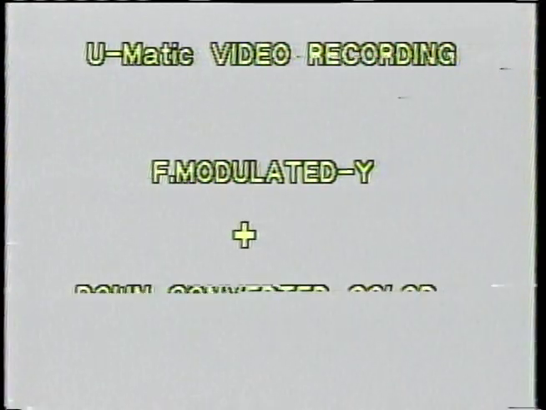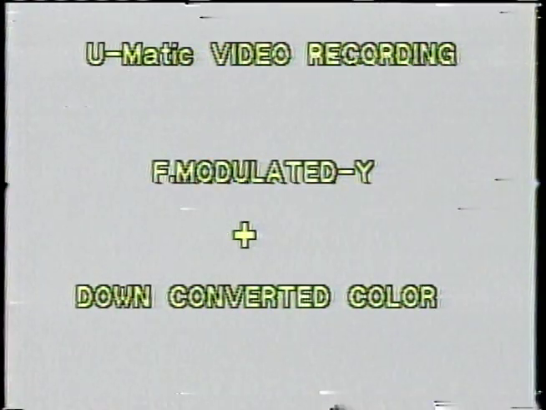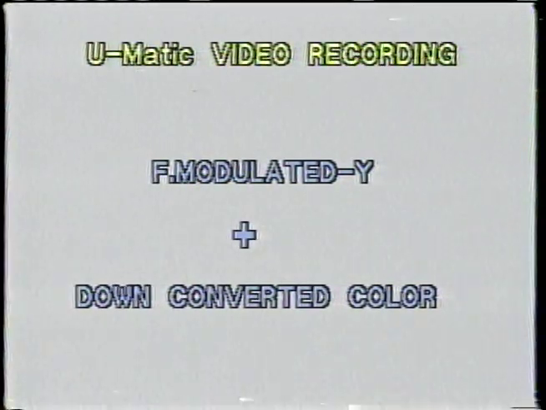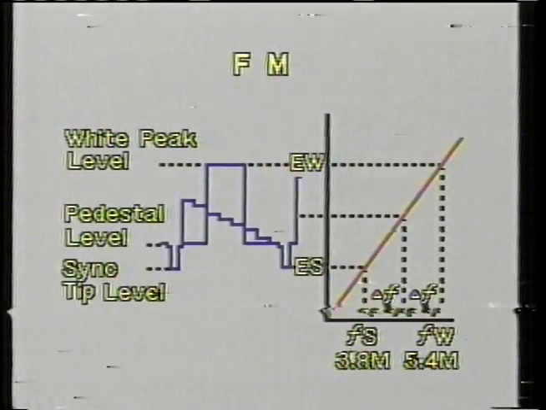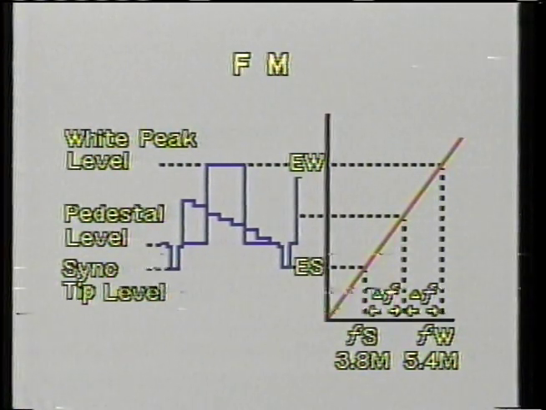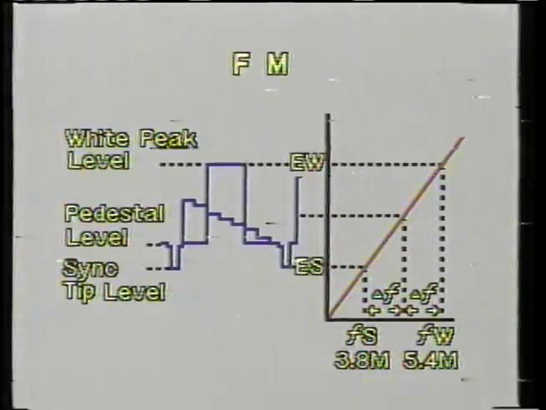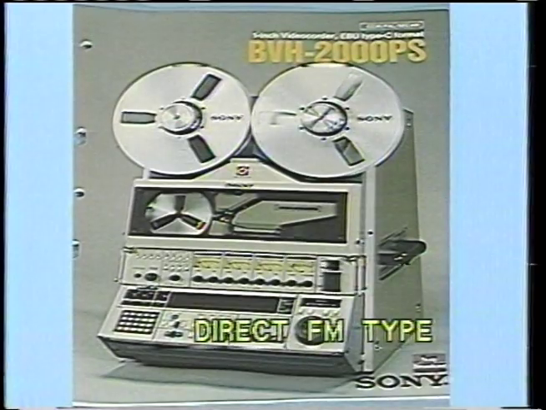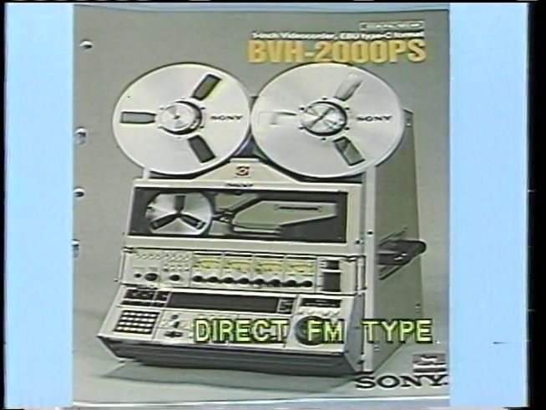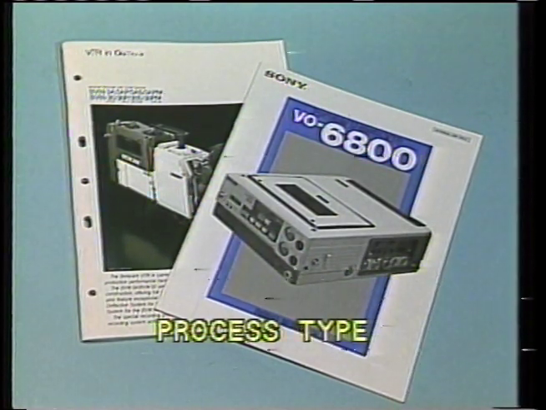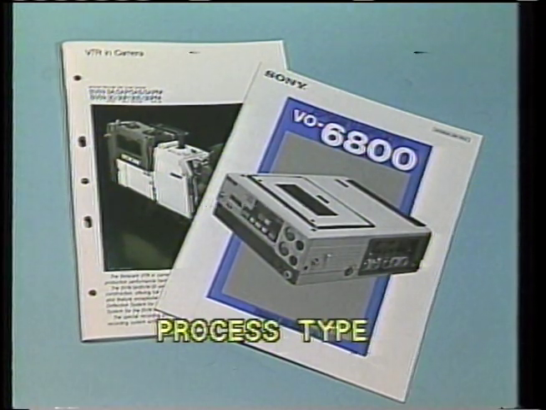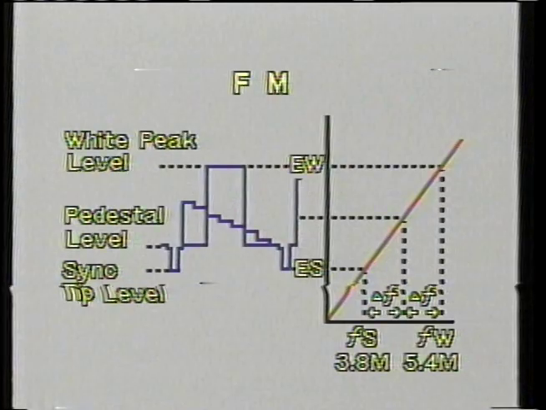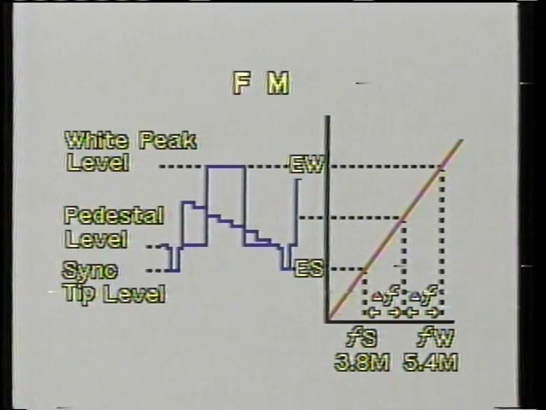As mentioned before, a different process is used to record video signals than is used to record audio signals. In the U-Matic system, the F-modulated Y system is combined with a down-converted color system. The following is a description of these systems. One of two frequency modulation systems is used to record video signals on magnetic tape. The direct FM method modulates composite video signals as they are input. The YFM method divides the video signal into Y and chroma signals, uses frequency modulation on only the Y signal, and uses a separate process for the chroma signal. The following is a description of the YFM method used with the Sony U-Matic system. Frequency modulation of the Y component is performed using a low frequency carrier.